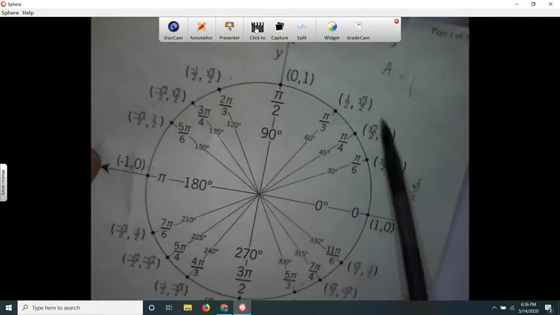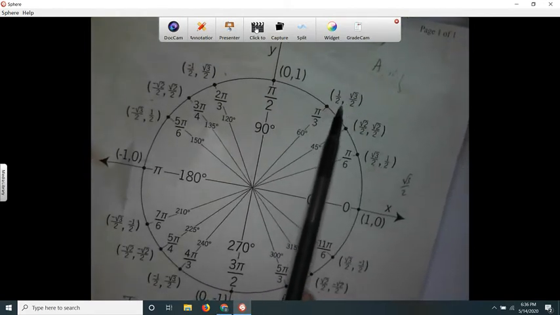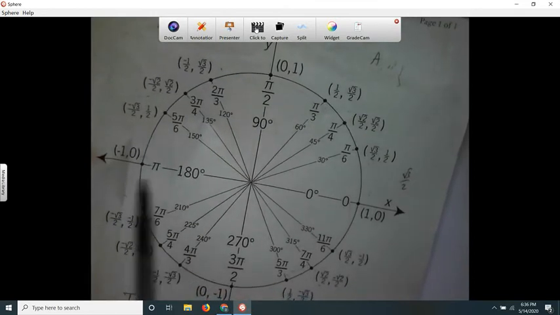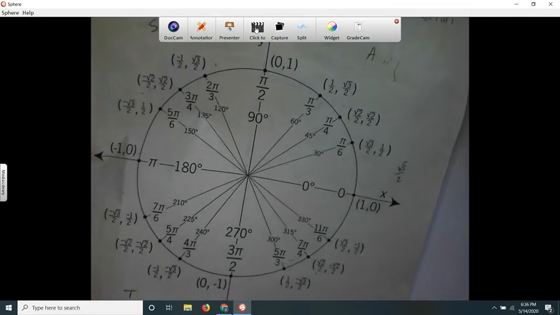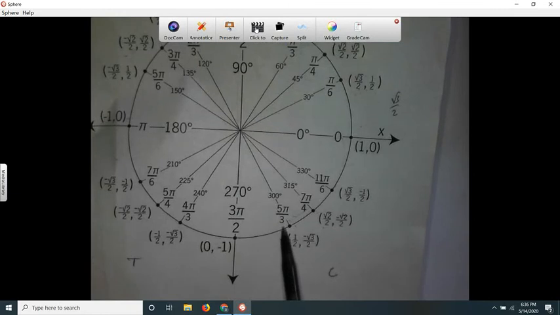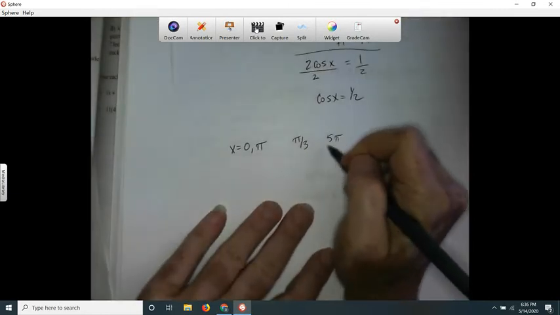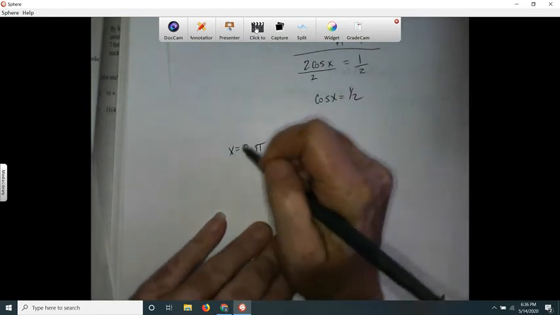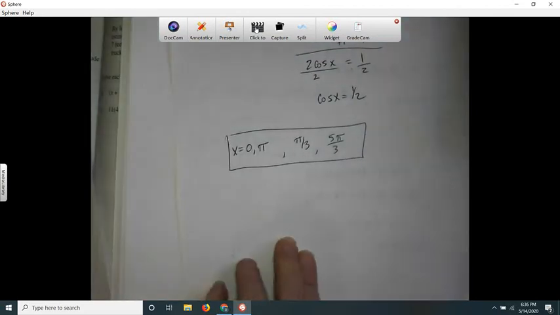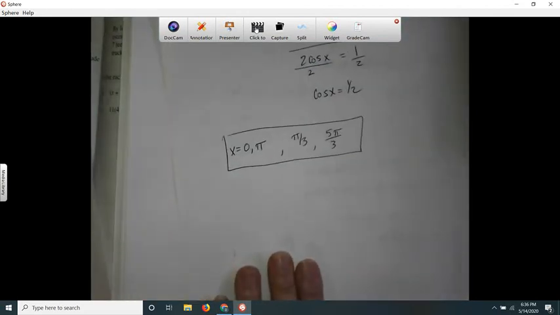Okay, so there's probably somewhere else where cosine would be 1/2. Not over here, because the x values are negative over here and here. But down here, cosine's 1/2 right here. So that's 5 pi over 3. I think I just got these 4 answers. Let's see. Yeah, that's right. So that's all.